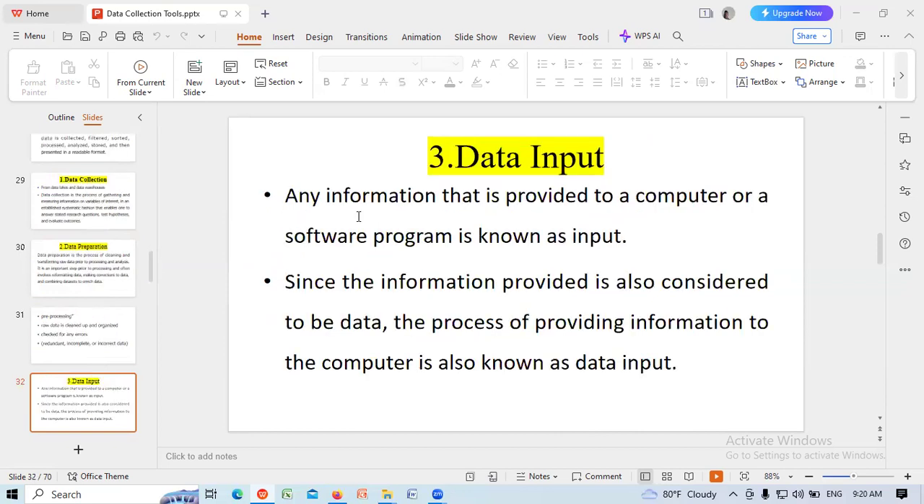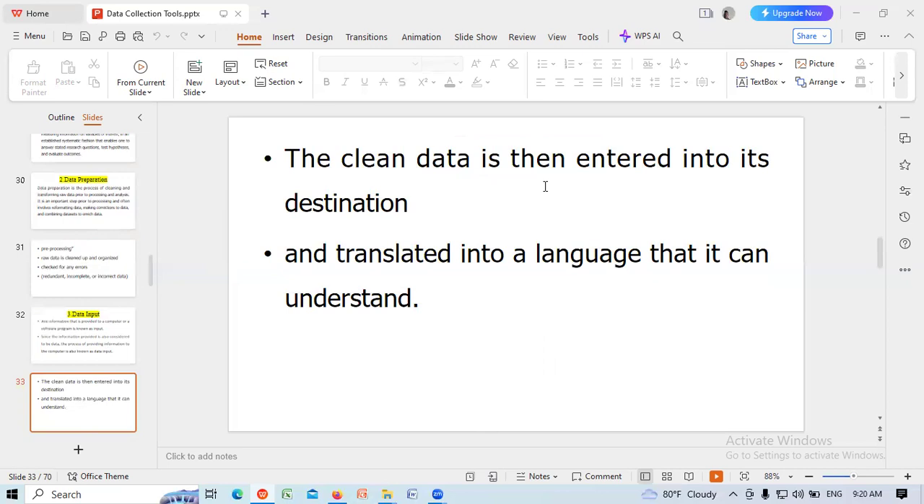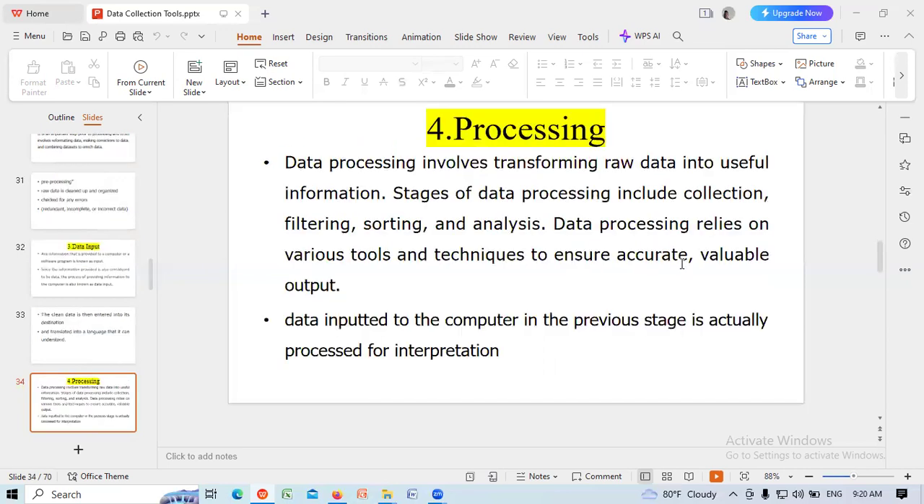Data input: any information or data provided to a computer or software program is considered input, since that information provided is also considered to be the data in process. Providing information to the computer is also known as data input. The clean data is entered into its destination and translated into a language it can understand.